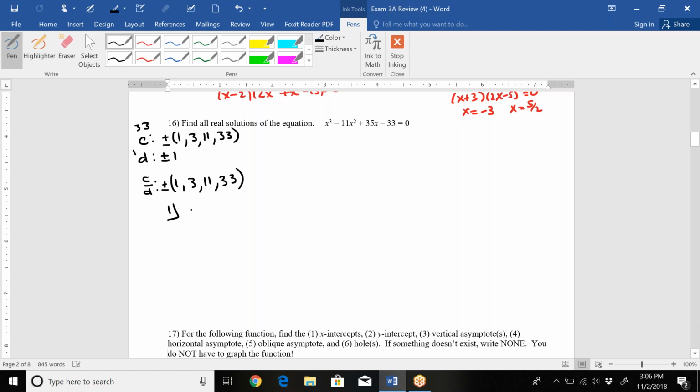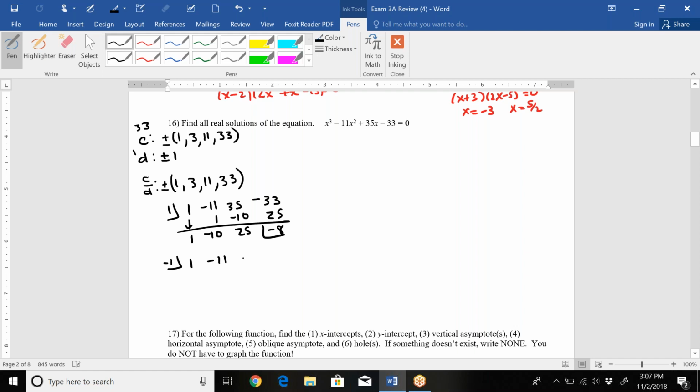So let's try positive 1 first. That's going to be a 1, a negative 11, make sure no powers are missing, 35, and negative 33. Let's bring down the 1. That's negative 10. That makes that 25. And I believe that would be negative 8. Yes. So that is not a remainder of 0.